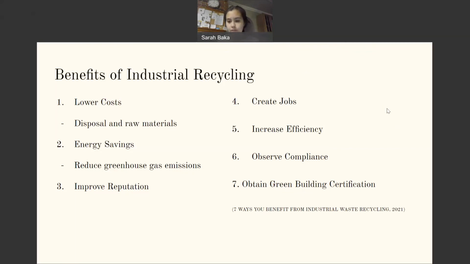Companies could see increased efficiency by reducing waste and really getting the most organization out of their waste management. They could also achieve compliance with the EPA and government regulations. And then lastly, they could obtain green building certifications if they comply with the standards for recycling.